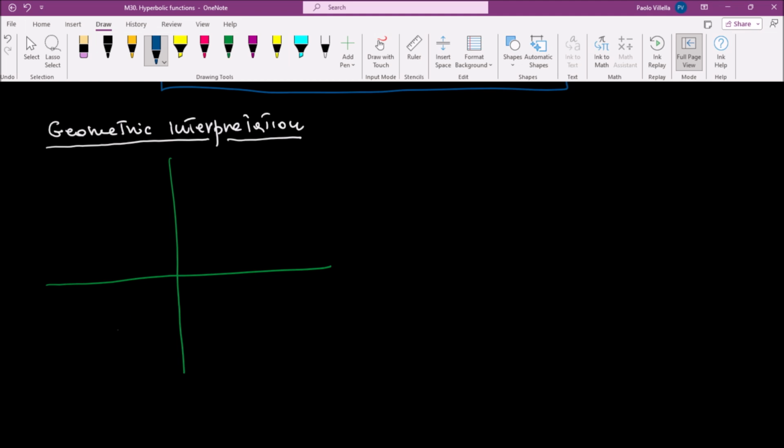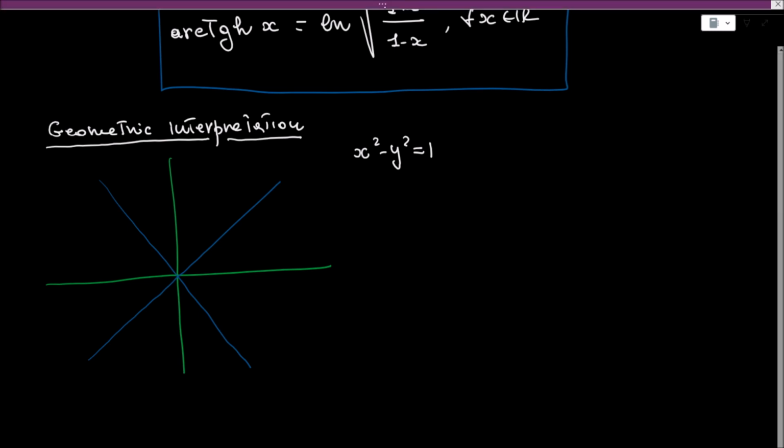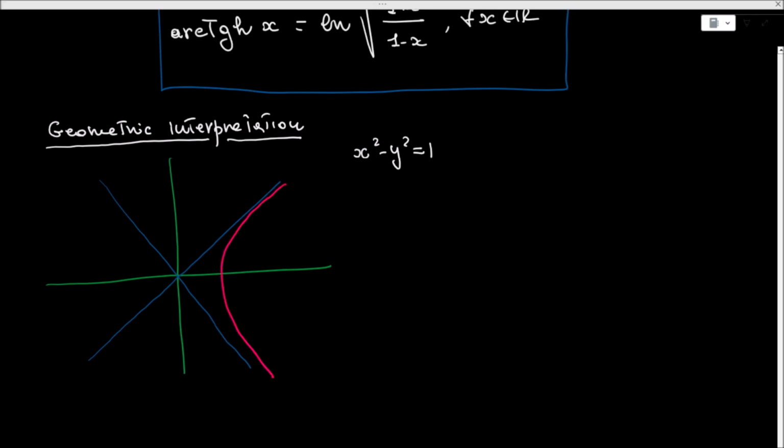Now let's consider the hyperbola with the equation x squared minus y squared equal to 1. What is the graph of this function? Well, for y equal to 0, x squared is equal to 1, so it will be certainly located in between these two asymptotes, with this being 1 and this being minus 1.